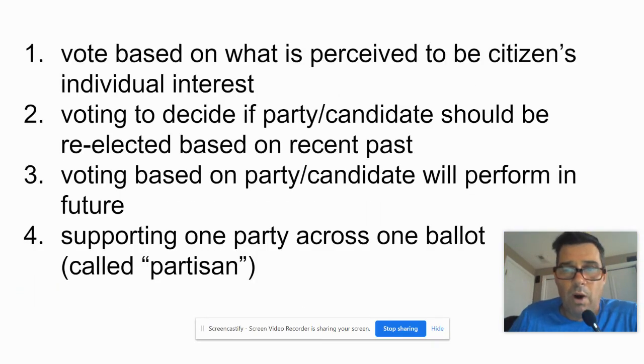So you support one party across your ballot. Partisan voting: supporting one party across one ballot. So you just kind of check off all the R's or you check off all the D's. This has actually become more common in modern times. It used to be much more common that you vote for one person for president and another person for the Senate or the House. Now, though, people are much more likely to vote R all the way down or D all the way down.